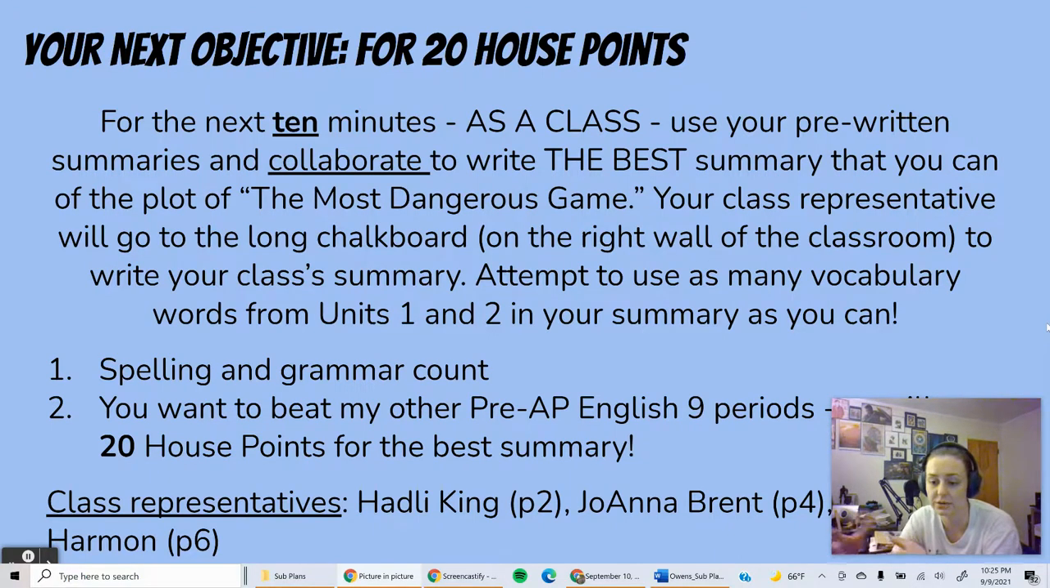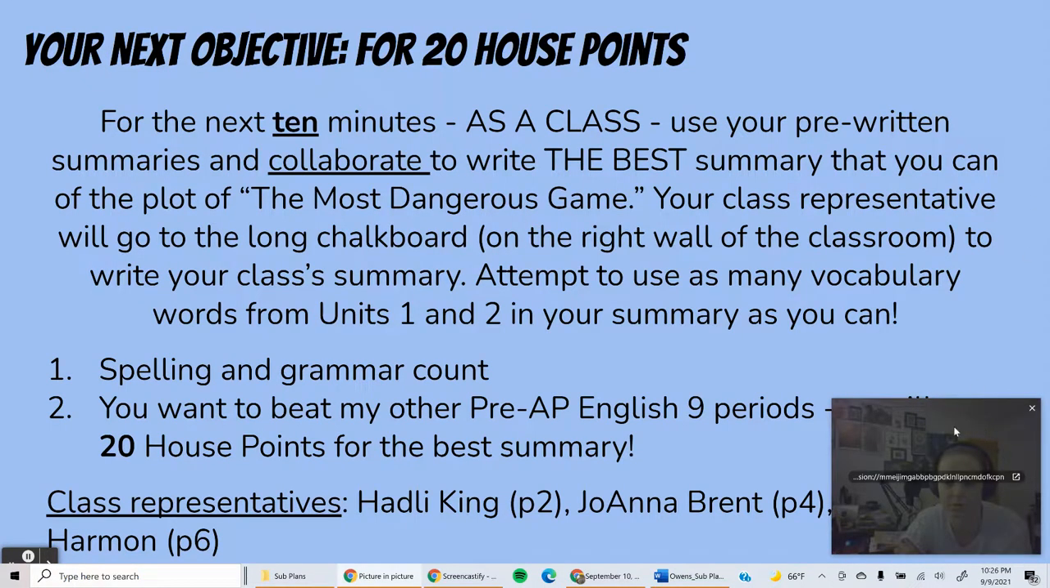And in order to help facilitate you working together and getting all this done, you're going to have one person who is the class representative who's going to go over to the long chalkboard. So you guys are looking at me right now. To the right of you on the wall, that chalkboard over there. Your class representative is going to get up during this 10-minute time period and grab a piece of chalk and write as you guys are collaborating and discussing and coming up with the summary. So their job is to be the recorder, essentially. They are writing down what you guys are coming up with, and ultimately, they're going to be the ones that write the summary. So they have an important role here, and they have to make sure that they're helping you stay focused as we're doing the 10 minutes here.